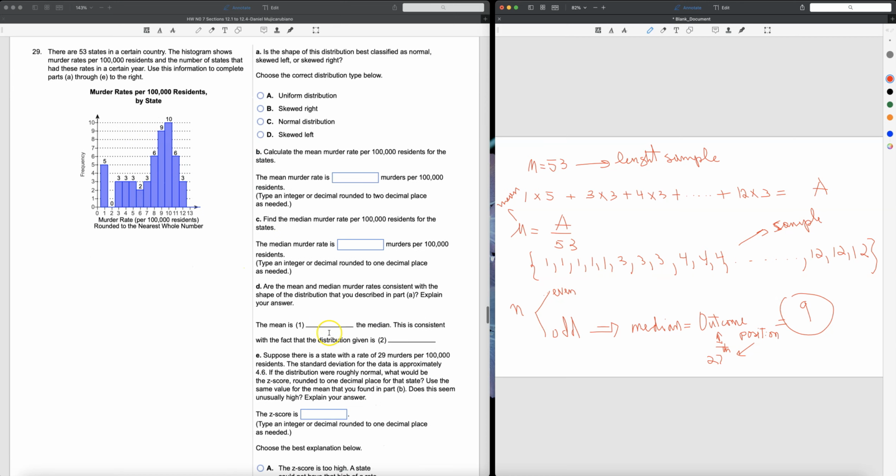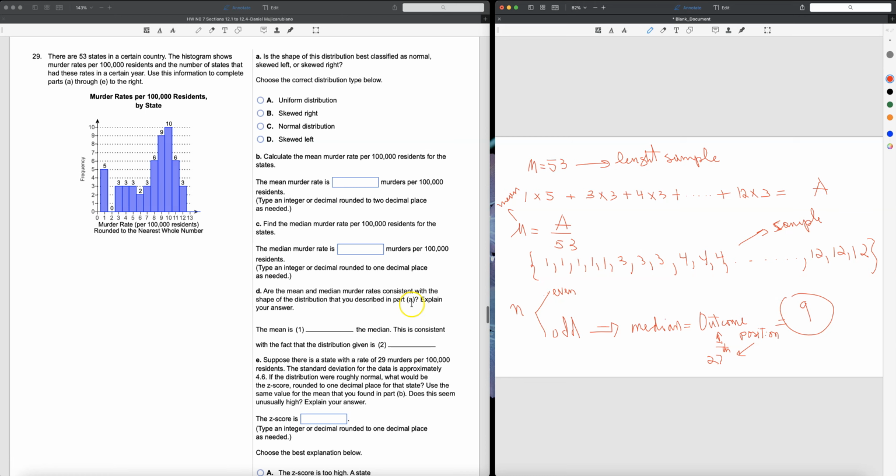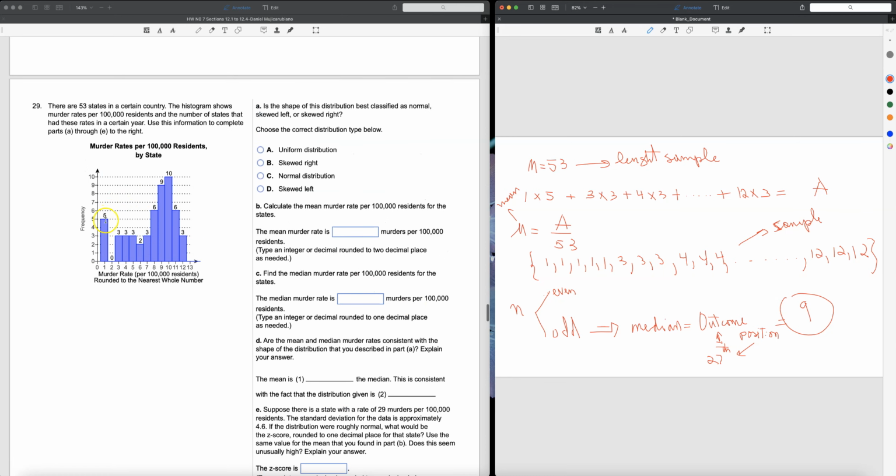Now, in the next question, they say, are the median and the murder rates consistent with the shape of the distribution that you describe in A? Well, what is the shape of the distribution? We can see that the distribution is skewed to the left. It's not centered. So what happens when we have a histogram that is not centered, like a bell shape? The descriptors, especially the median and the mean, are going to be different, okay?